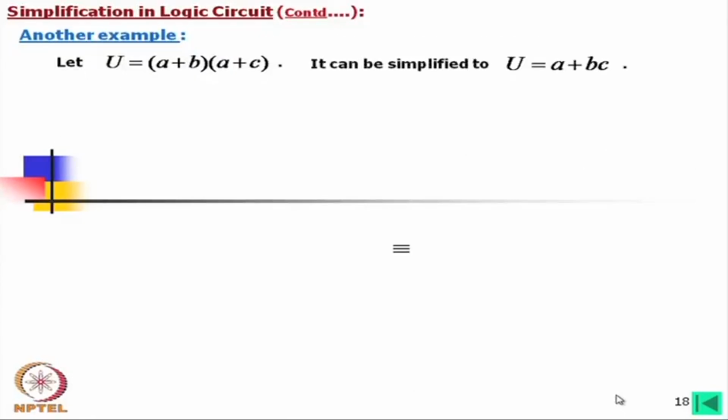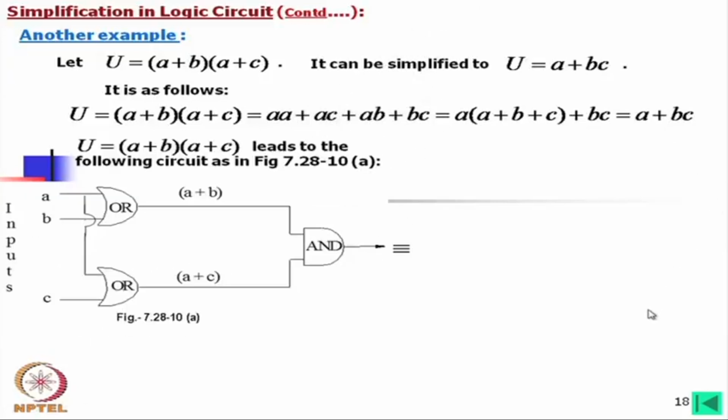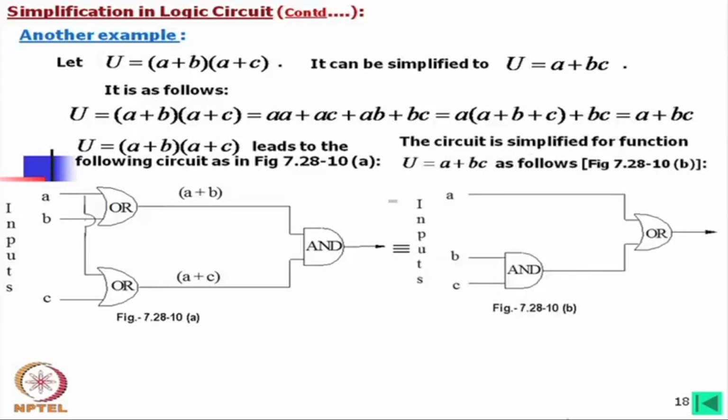Similarly, if we take another example, we will have the same. First we simplify this: A plus B into A plus C can simply be represented by A plus BC. That means, put an input A, and then for BC there is an AND gate, and then finally you pass through an OR gate. Okay. And this circuit, as you see, can be simplified as follows.